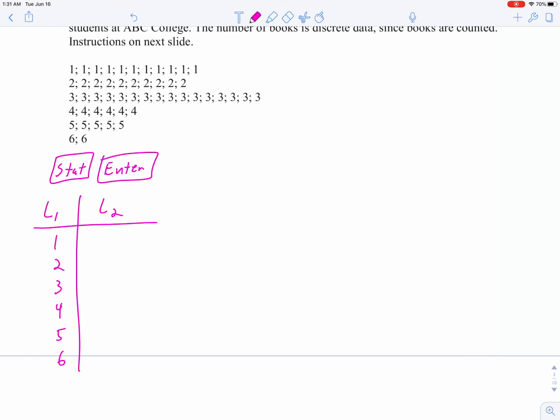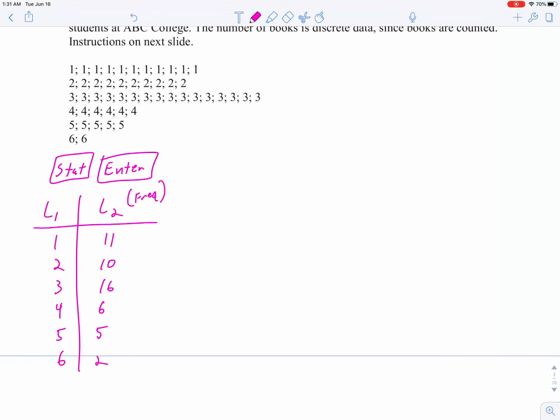Now in L2, we're going to put the frequency. So L2 is actually, in this case, the frequency. So I already counted these up. There's 11 1s, 10 2s, 16 3s, 6 4s, 5 5s, and 2 6s. Okay, so again, this is what you're going to enter into L1 and L2.